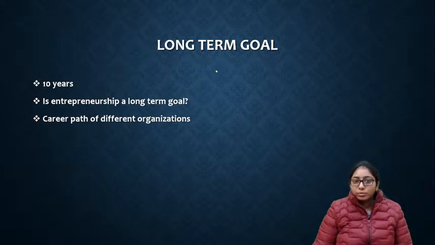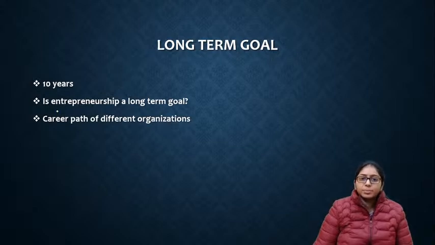Next comes the long-term goal, which is approximately a 10-year goal. Now, some might say entrepreneurship is my long-term goal, but if you say this, it means you should have some clarity as to what you want to do. Do you have some kind of clarity or not? If yes, well, good enough. Then do some research on it as well. But if you do not have it, then just don't say entrepreneurship for the sake of saying it. You should have some clarity.